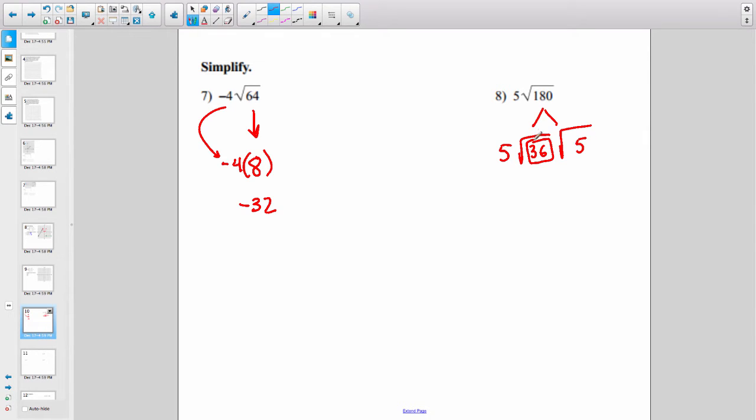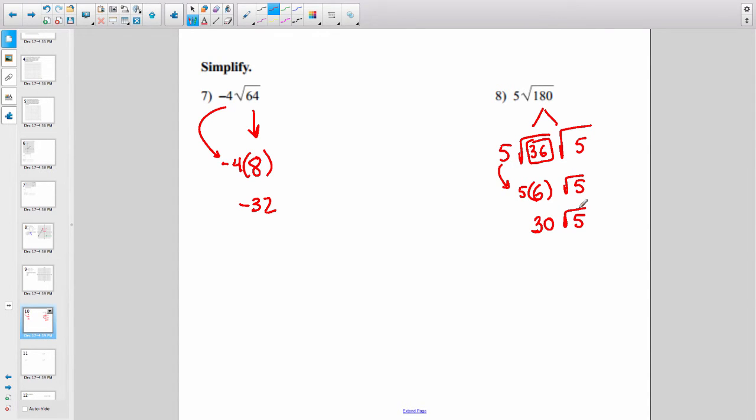So the last step is to simplify now. Let's clean up these houses. So 36 becomes 6. Let's bring down that 5 and bring down the radical 5. Simplify your answer. We have 30 radical 5.